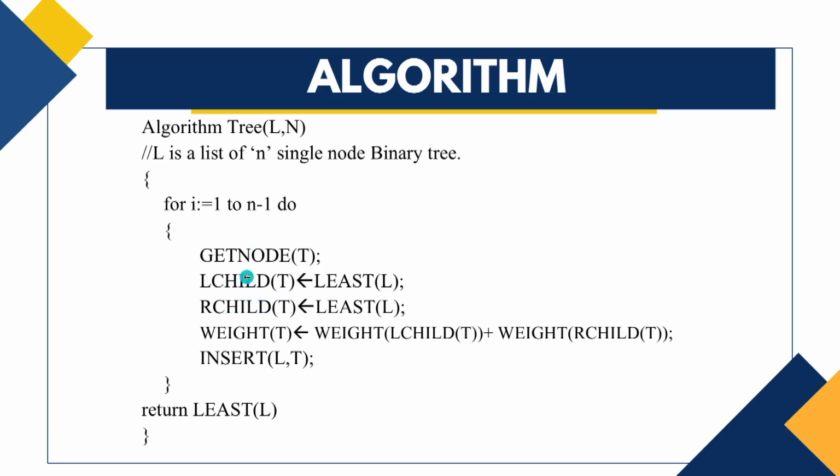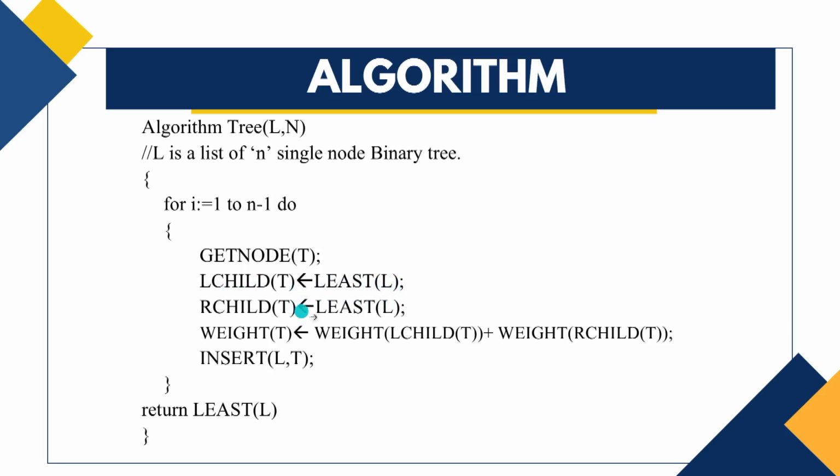So what we do is that we make a call to a function getNode(t). getNode(t) will help us to create a new node, and then the left child of t is given the value of least(L), where least(L) is a function that would help you to find the file containing the least number of records. So we fetch one of those files containing the least number of records and make it the left child of the tree.